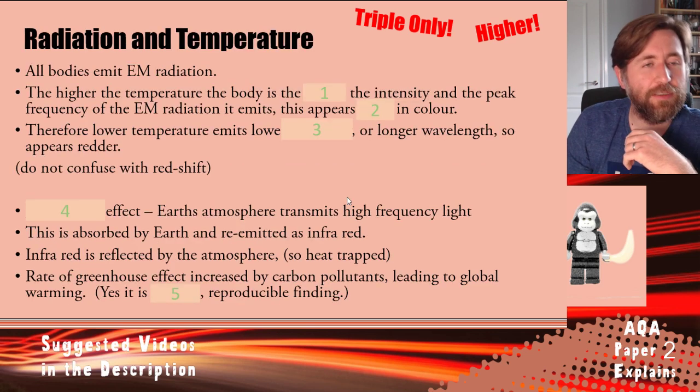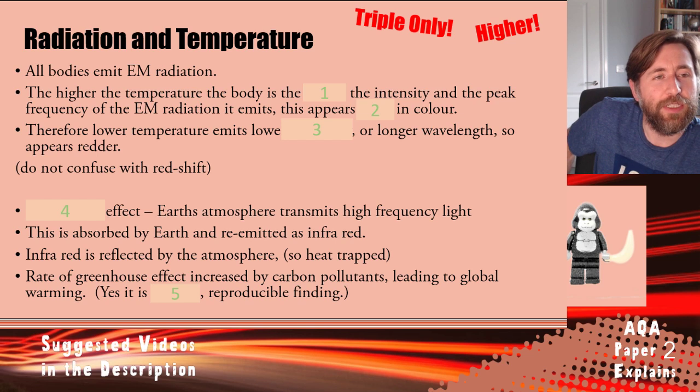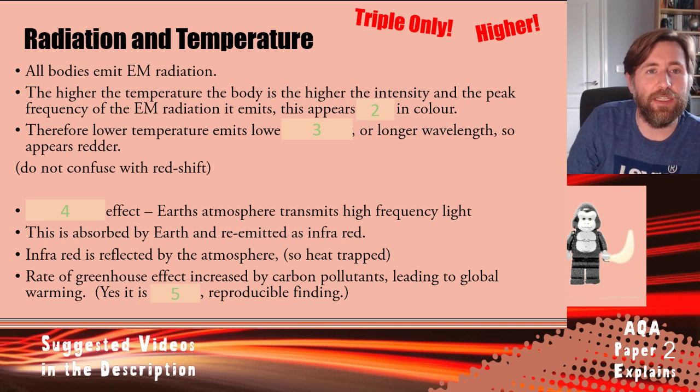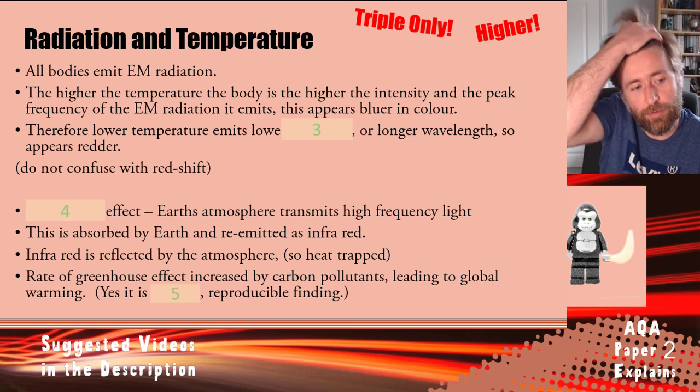This is our last slide. So radiation and temperature: all bodies emit EM radiation, and the higher the temperature the body is, the higher the intensity will be of that radiation. So more radiation given out, more EM radiation, more photons given out, more light.